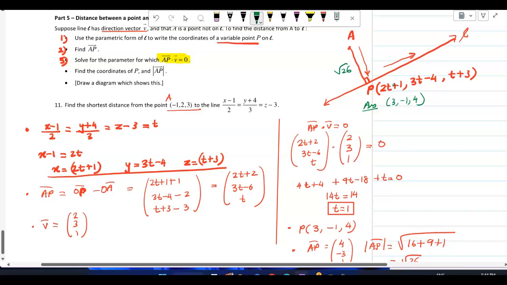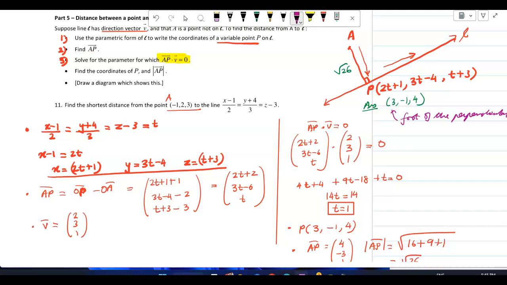What is P also called? The foot of the perpendicular. So they can also ask you to find the coordinates of the foot of the perpendicular from A to the line. Very important concept.